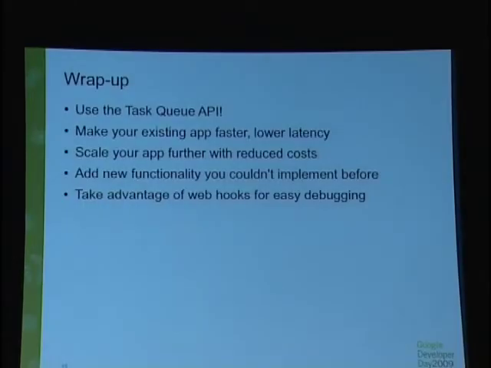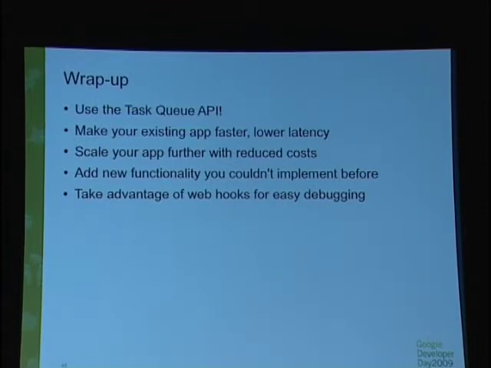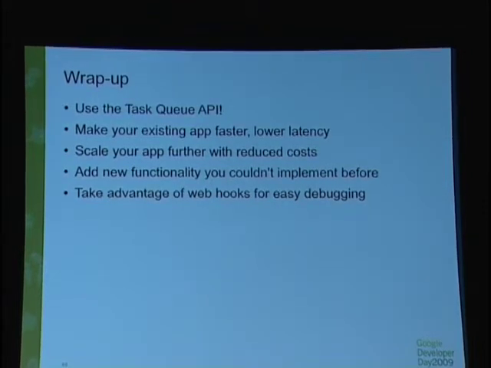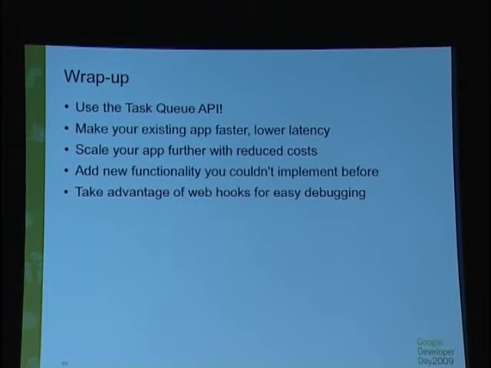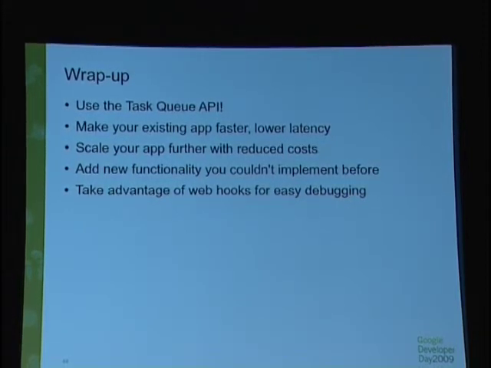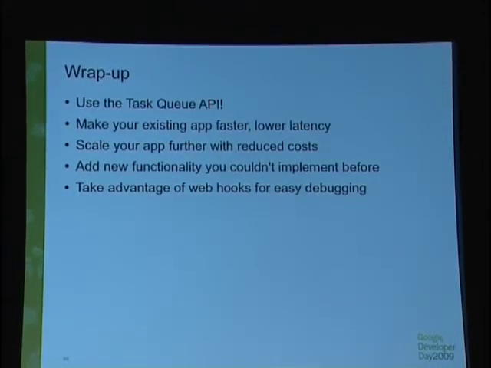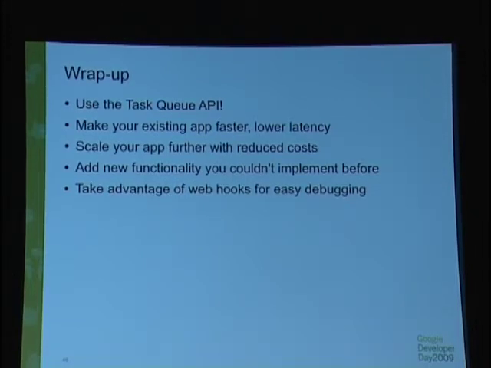So to wrap up, use the TaskQueue API: make your existing app faster with lower latency, scale your app and reduce costs at the same time. Add new functionality you thought you couldn't do before because you can finally do background work. And take advantage of webhooks for easy debugging. They're just requests and responses. So if you want to test out a task, you can send a request at it yourself. You don't even need the queue. You can take the payload and debug the task yourself. So it's a really useful model.